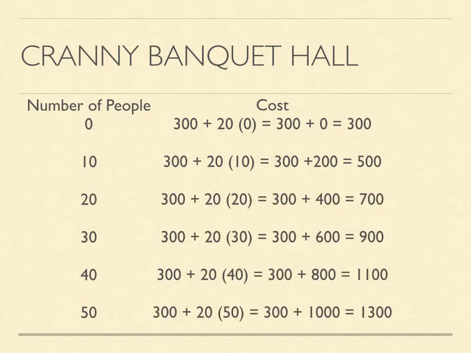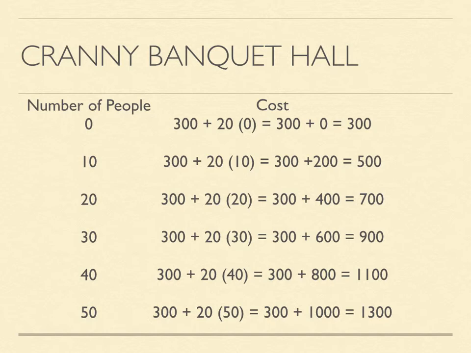So here's what you should have gotten. You'll see as we move down by tens of people, between these two values here at 300 and here at 500, the difference is always 200. So between 300 and 500 is a 200 difference. Between 500 and 700 is a 200 difference. Okay, so the difference is constant. It is always based on 10 people, a difference of 200.